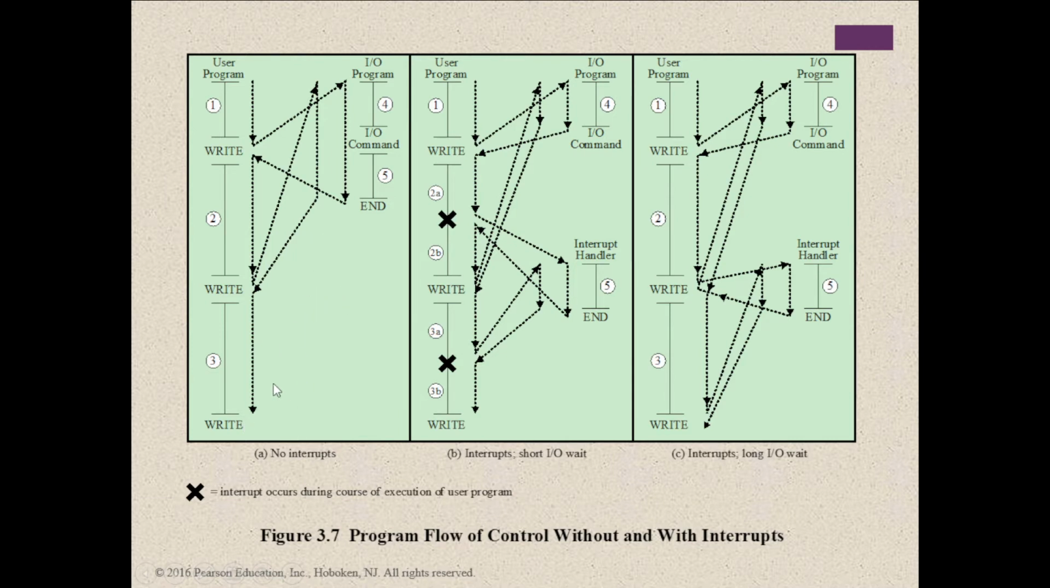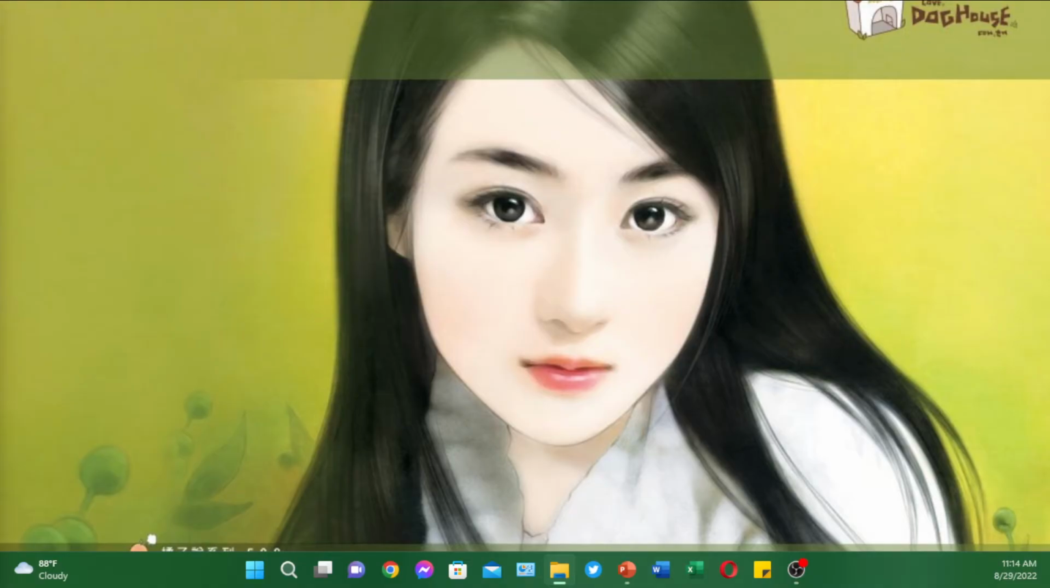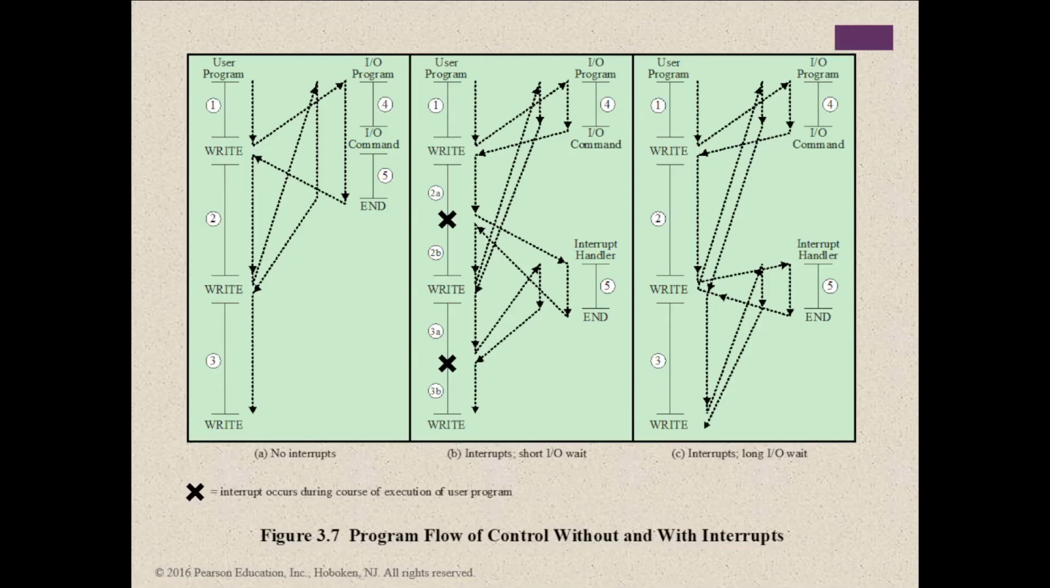So without interrupts, the problem is that the time of the processor is very valuable. It should have already executed many instructions, but because of waiting for the I/O device, it wastes its resources. So we have this one. And then we have 3.7b. We have interrupts.